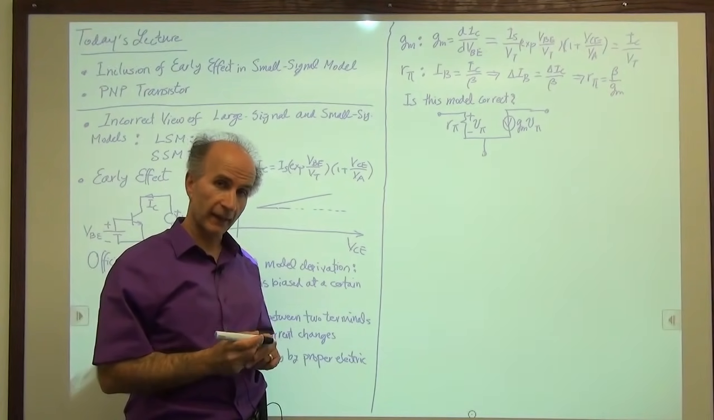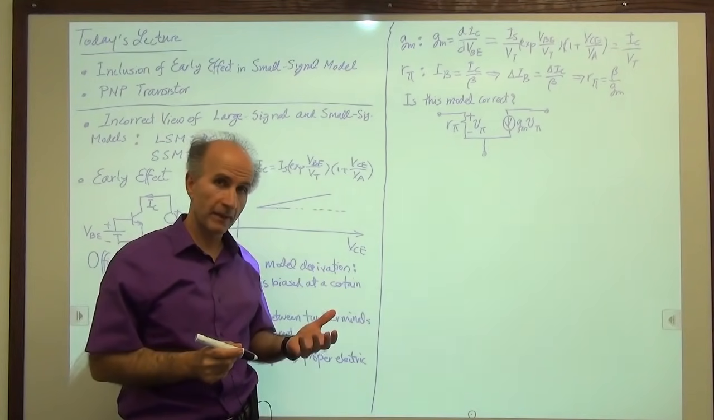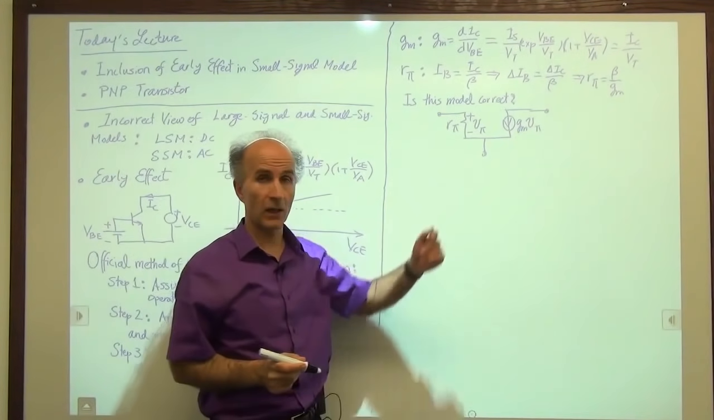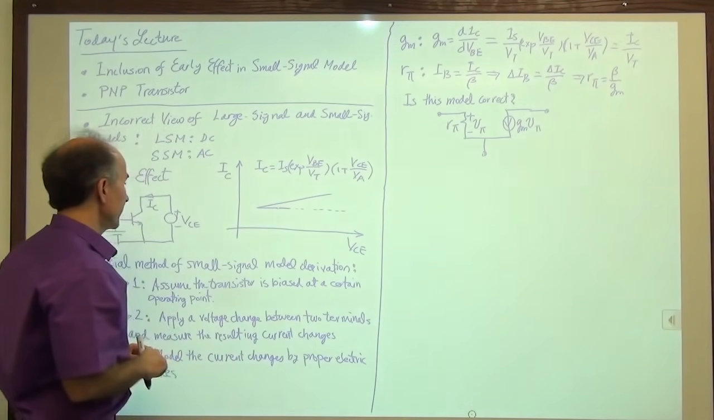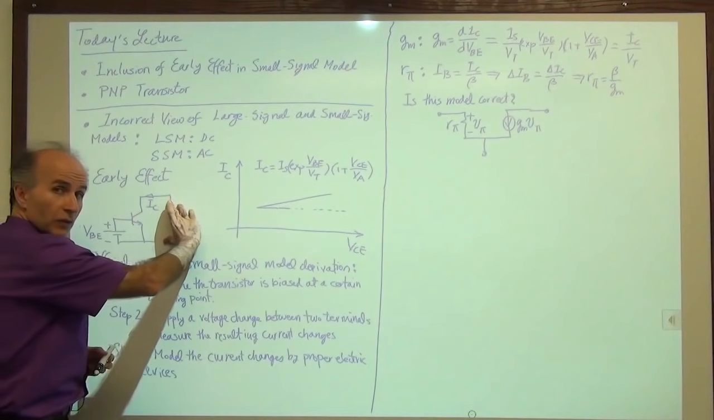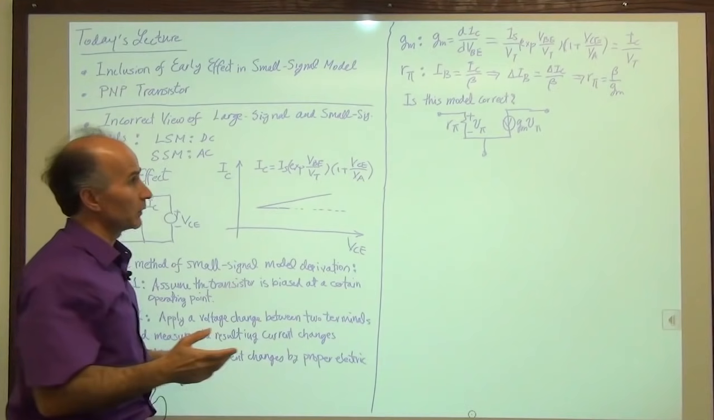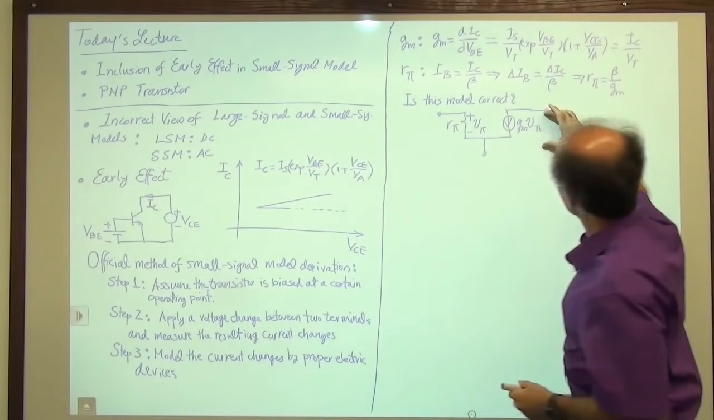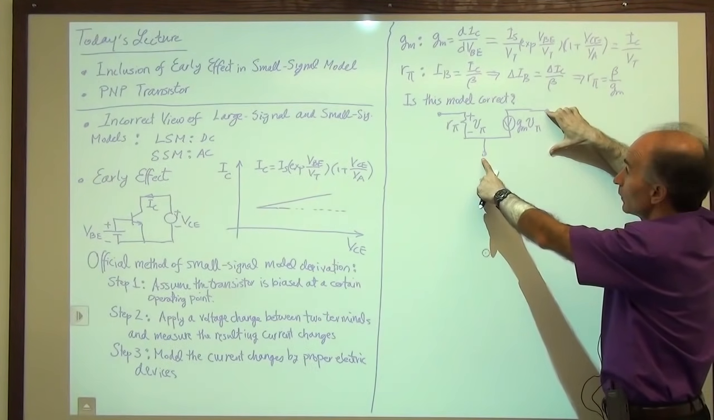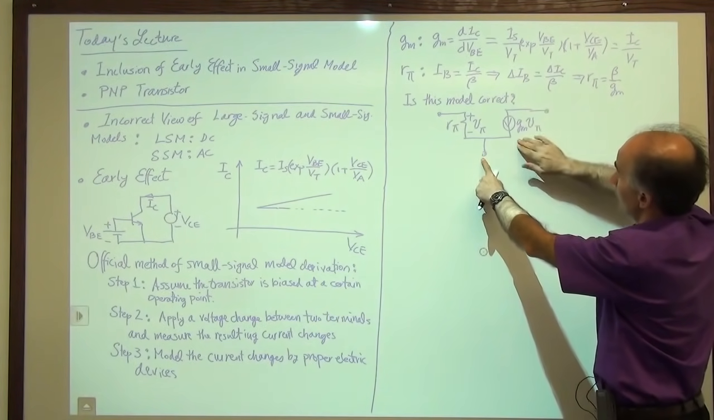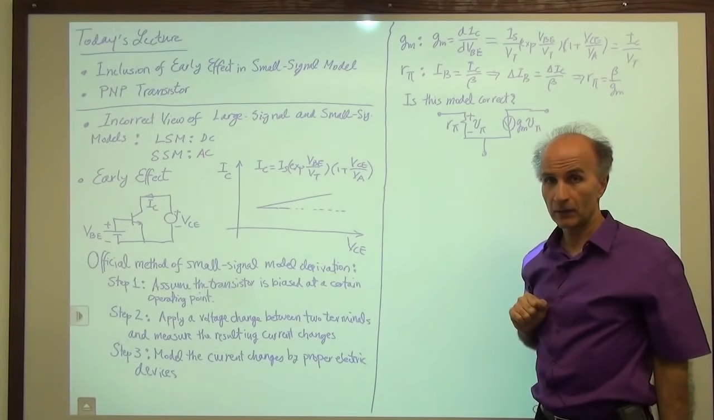I have to think about that for a second and ask ourselves, is there some other mechanism that this model does not include? Well, what we are saying is that if the collector-emitter voltage changes, the collector current changes. But we don't have that here. Here, this is the collector-emitter voltage. If this voltage changes, we don't see any change in the current. The current is always GM V pi. So something is missing, and we have to see how we can do that.